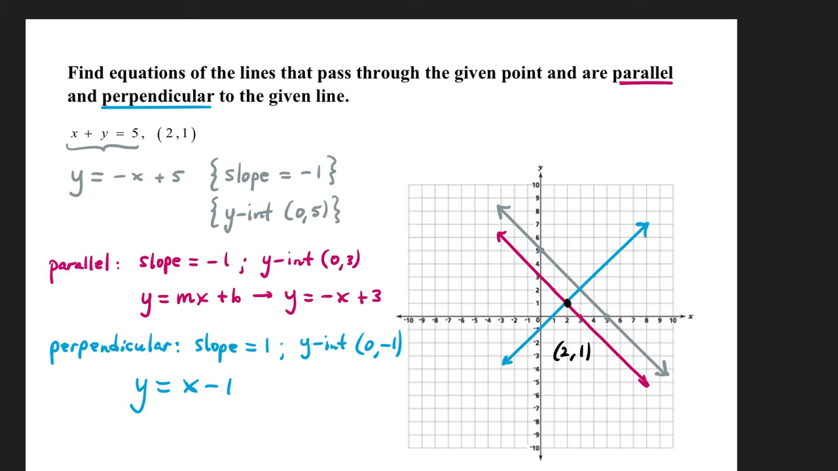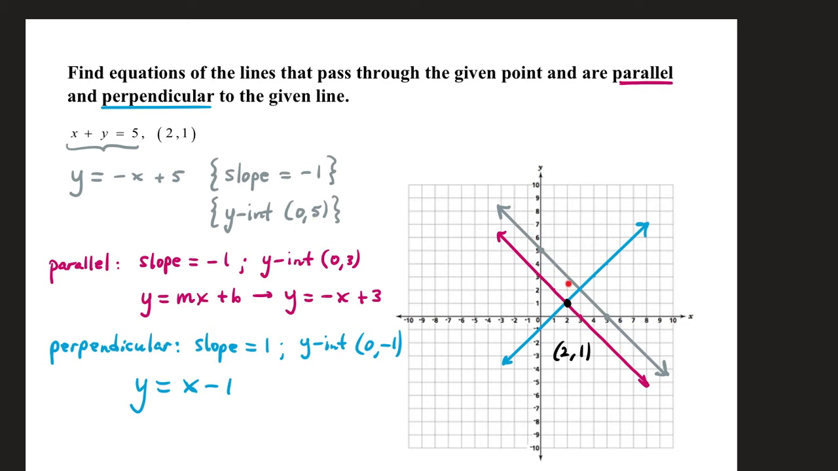Find equations of the lines that pass through the given point and are parallel and perpendicular to the given line. The line we're given is x plus y equals 5. The point we're given is the ordered pair 2, 1. X plus y equals 5, if you modify it, can be written as y equals -x plus 5. That's a slope of -1 and a y-intercept at 5.